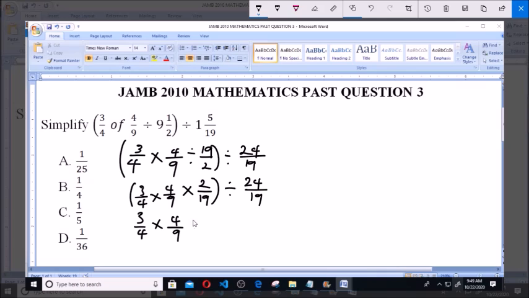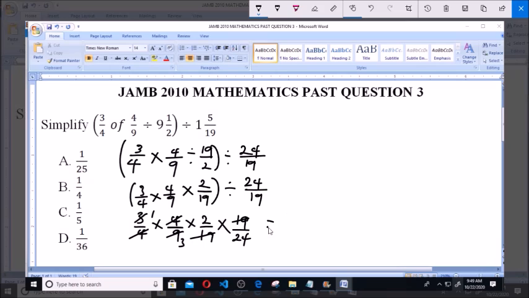Now I'm opening the brackets, multiply by 2 over 19. Now this sign has to change to multiplication sign, multiply by what? 19 over 24. Now you can see that this 4 can cancel this 4, this 19 can cancel this 19, then this 3 here 1, and 3 in 9 will give us 3.